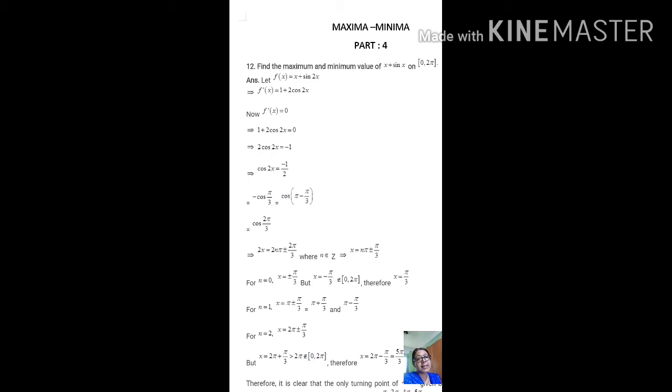Now today I am discussing a few sums on maxima and minima, and these are the things which you need to know before solving the sums. That is the first derivative test and the second derivative test. I am just discussing a little bit on this first derivative test.